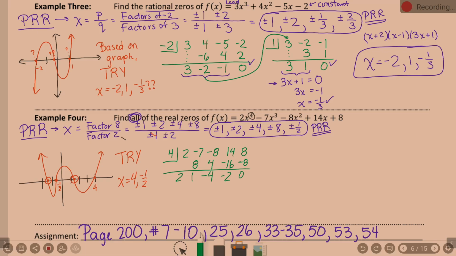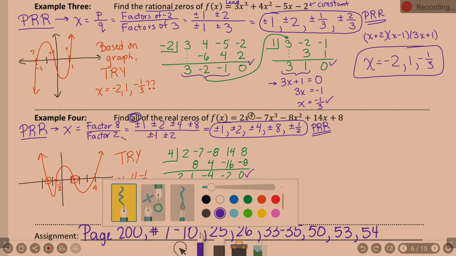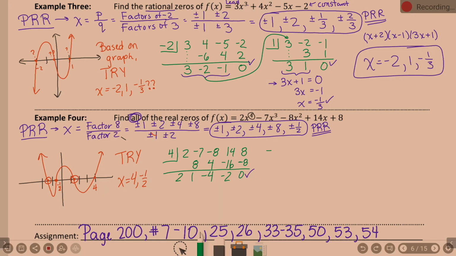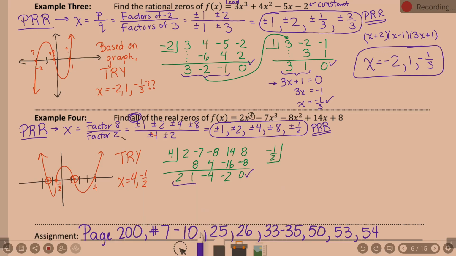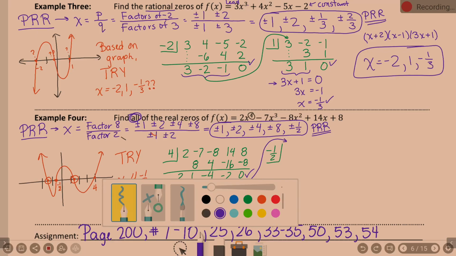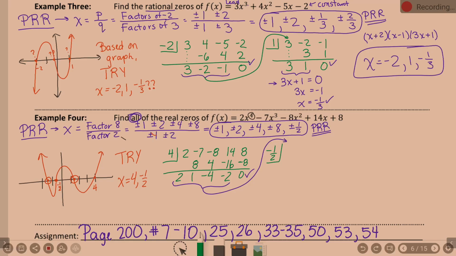Okay, it worked. Now, you need to try the negative 1/2, even if you're saying no. I promise the fractions aren't horrible here. So negative 1/2 goes in my box. What are you trying with negative 1/2? 2, 1, negative 4, negative 2. You have to use those new numbers, or you are not going to get your final answers.